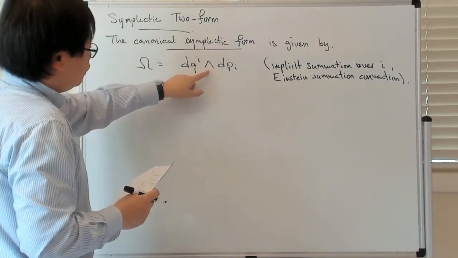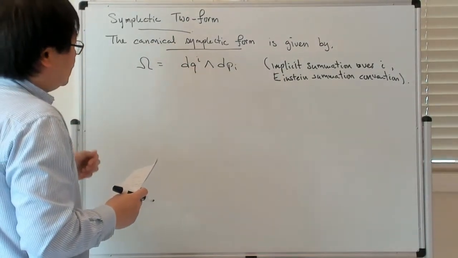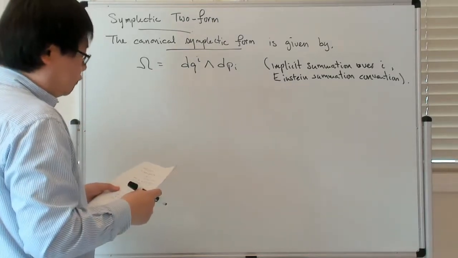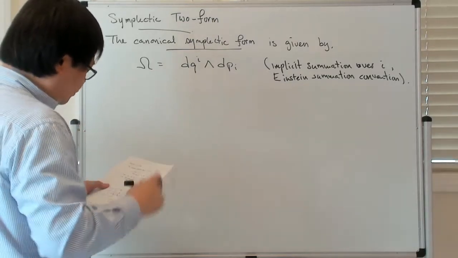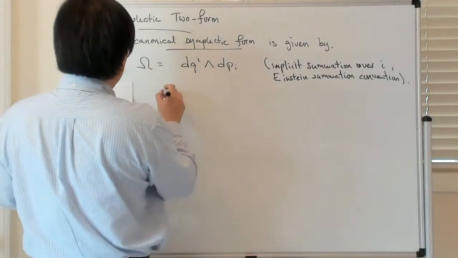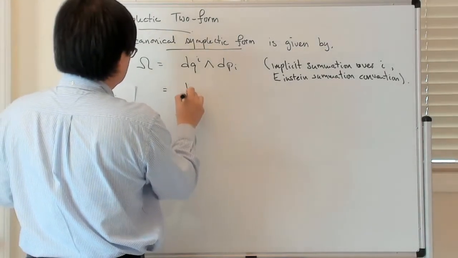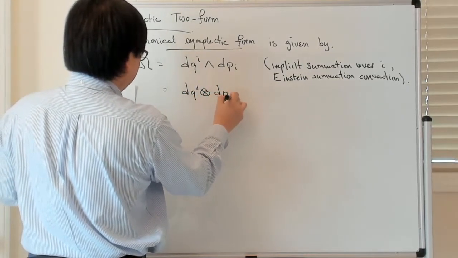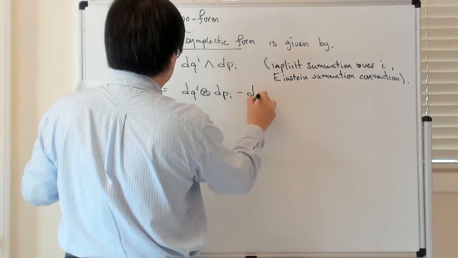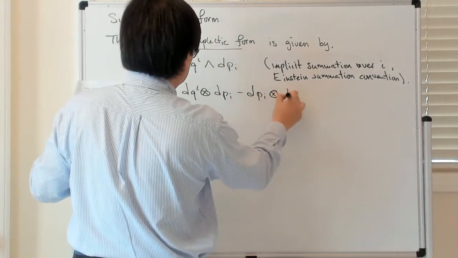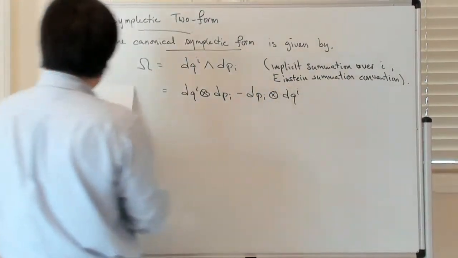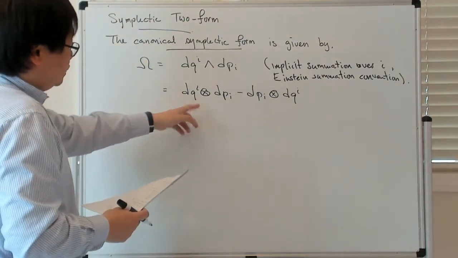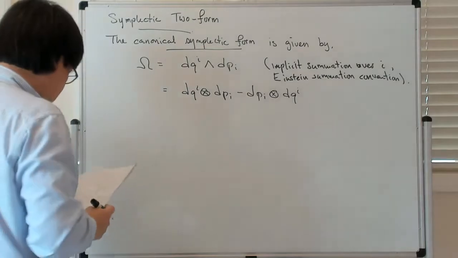So the wedge product is basically an anti-symmetrization of the tensor product, if you will. It's up to some scaling, so I can write down what it is explicitly. It's dq^i tensor dp_i minus dp_i tensor dq^i. But I still have to explain to you what these dq^i's and dp_i's do, right?